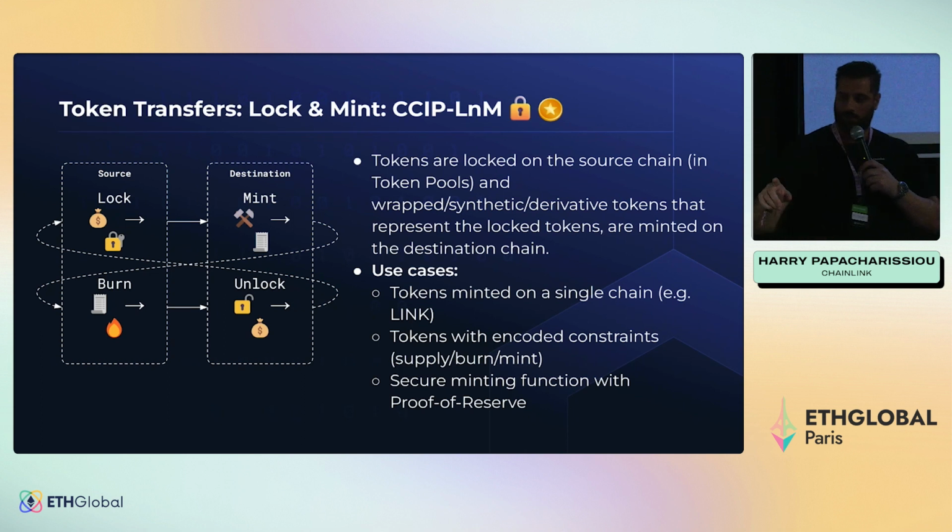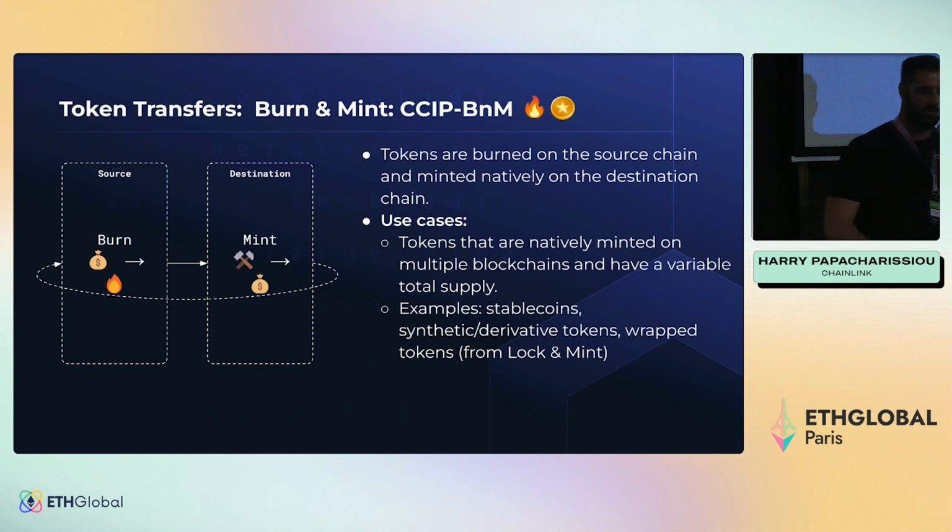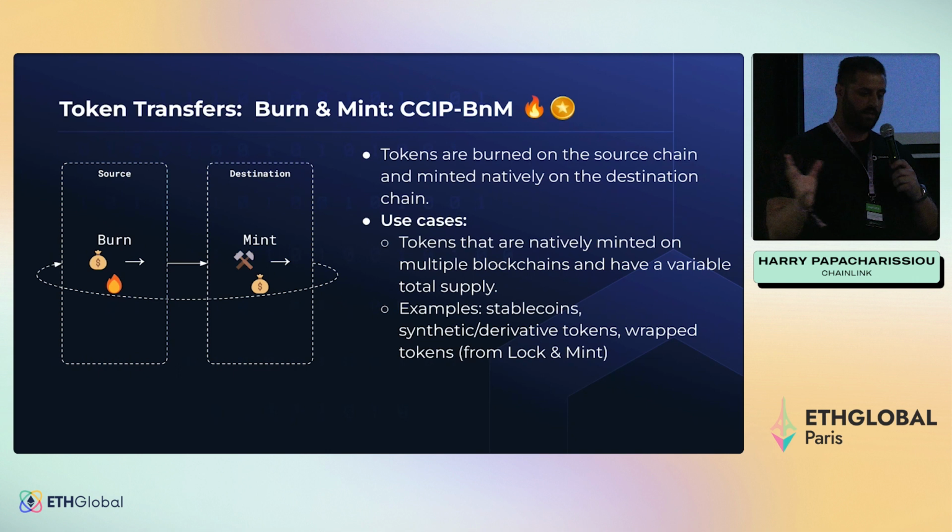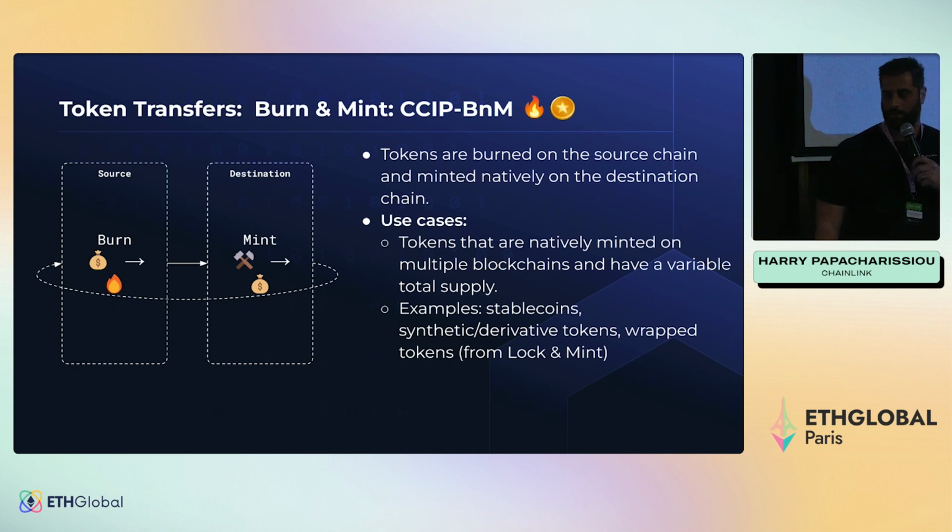If you want to use the other deployed generic ERC token for whatever purpose you want, the burn and mint one, it'll burn it on chain A, mint it on chain B, and then, backwards, going back the other way.